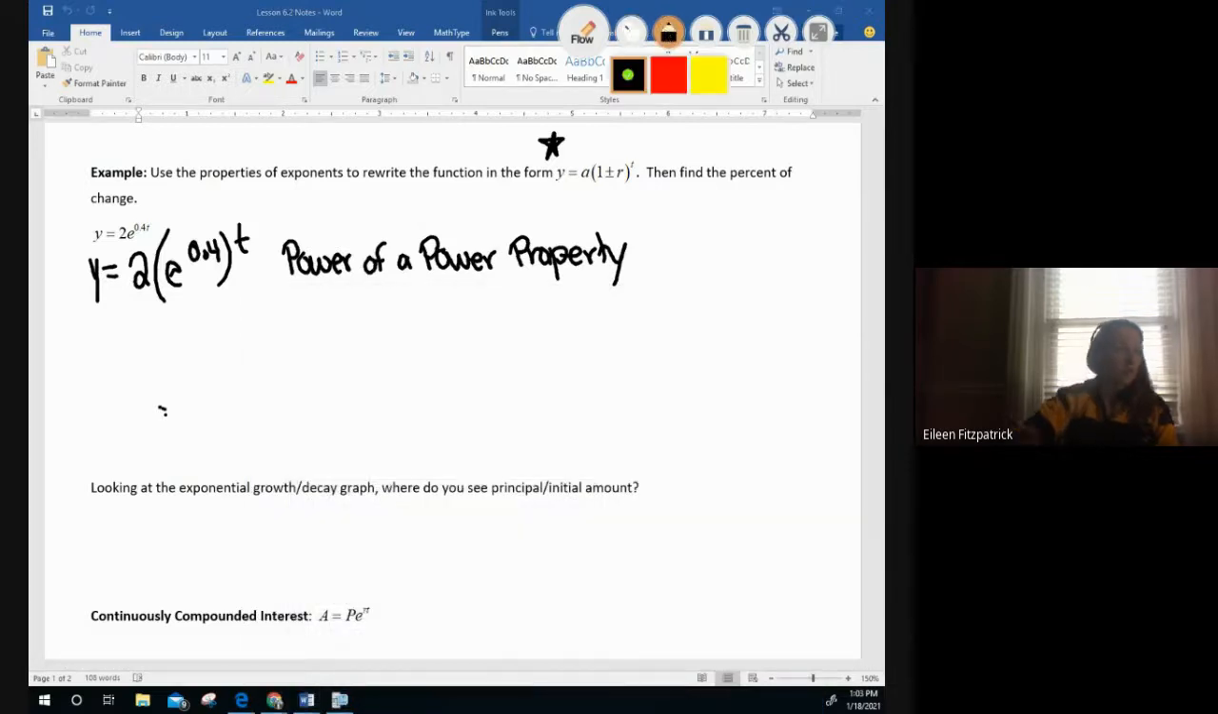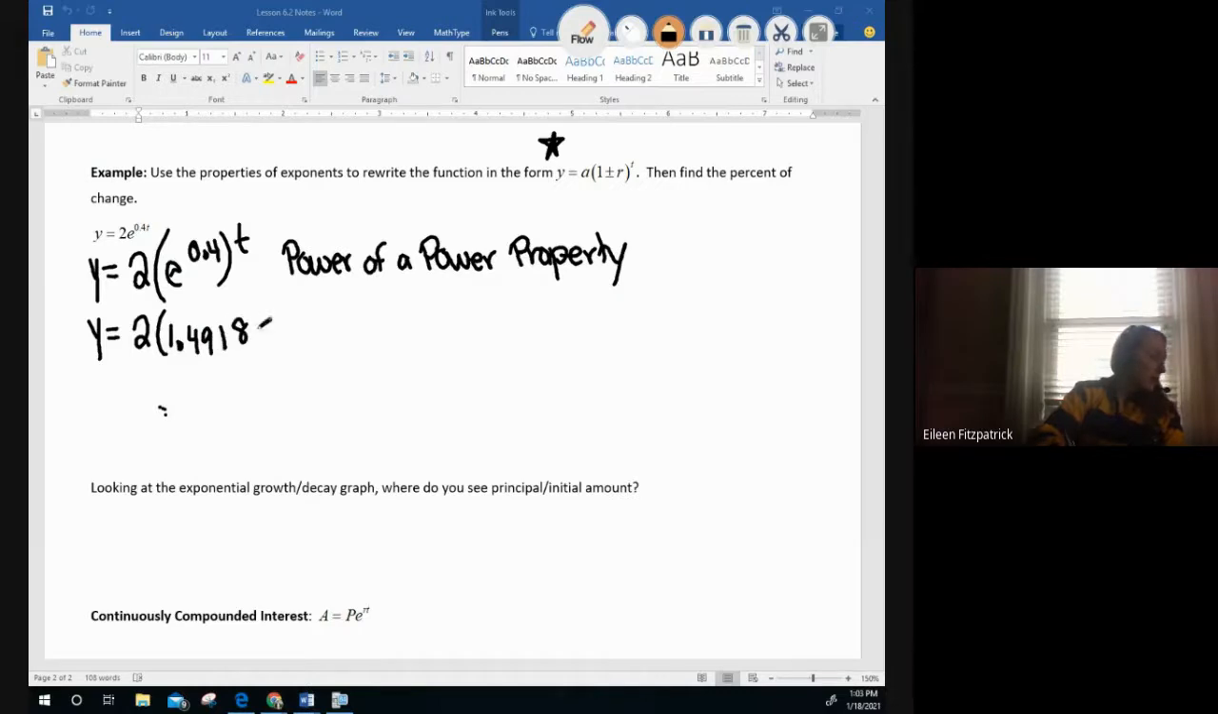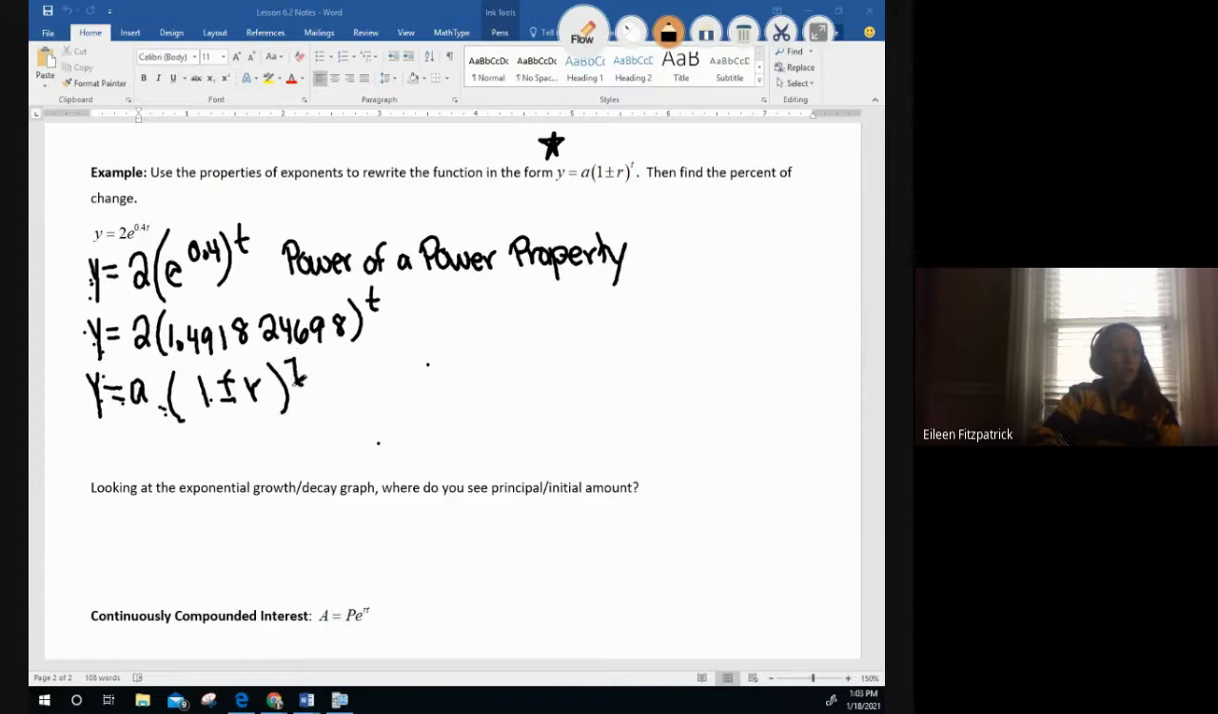Okay, so it's going to be y equals 2, and then instead of e raised to the 0.4, it's going to be 1.491824698 raised to the t. Again, this next line is equivalent to what's right above. Now I'm very close to that y equals a times the quantity 1 plus or minus r raised to the t. I have my t, I have my variable by itself. My a value is a 2.